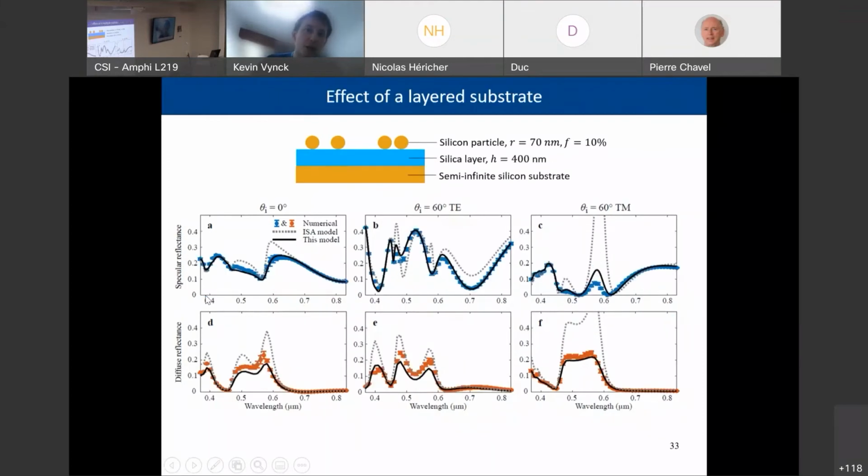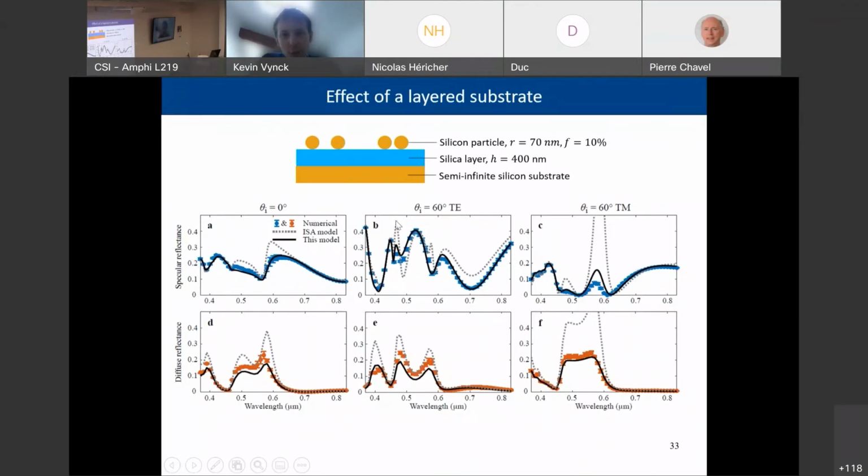So here there is a comparison for a slightly more complicated system. This is the same assembly of particles, except that they are placed on a silica layer of a certain thickness, 400 nanometers thick, on top of a semi-infinite silicon substrate. Here you can imagine that you have strong interferences between the particles and the substrate. And this makes the specular reflectance and the diffuse reflectance have spectra that become extremely complicated.